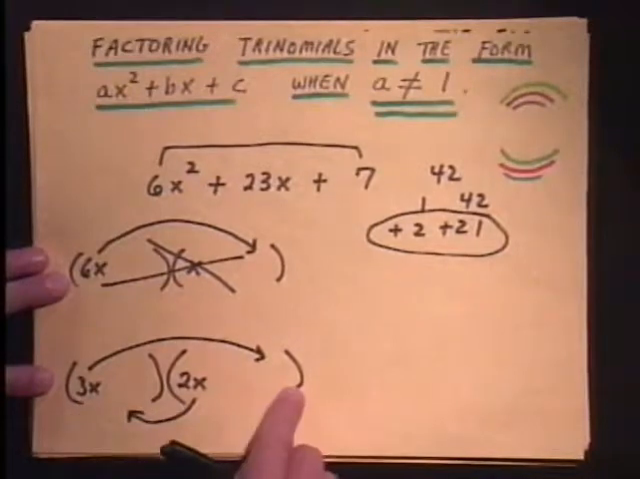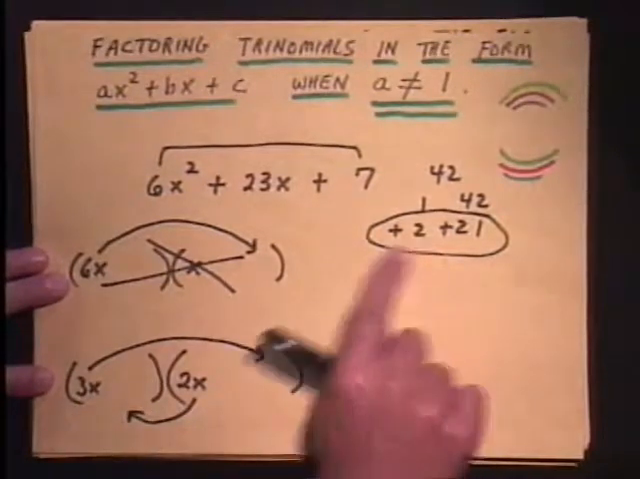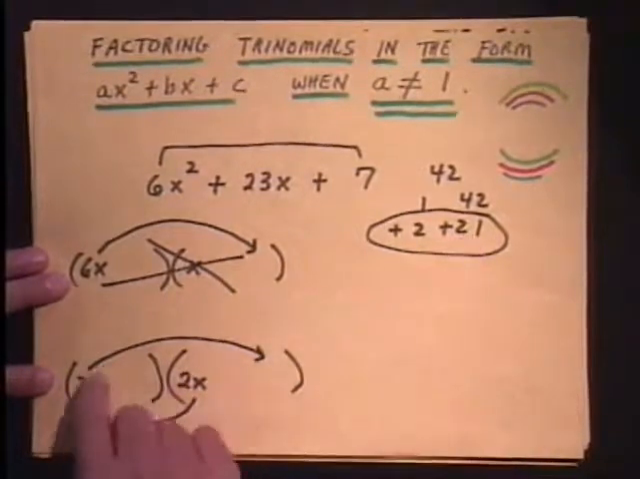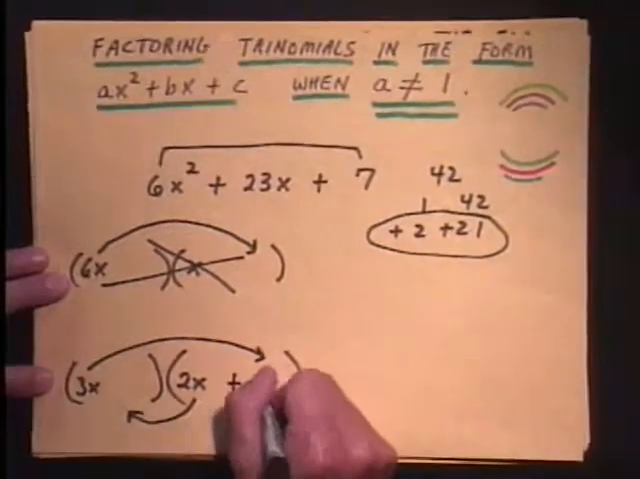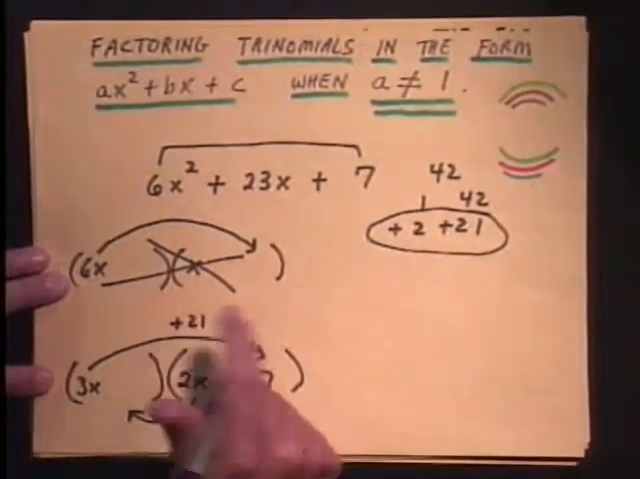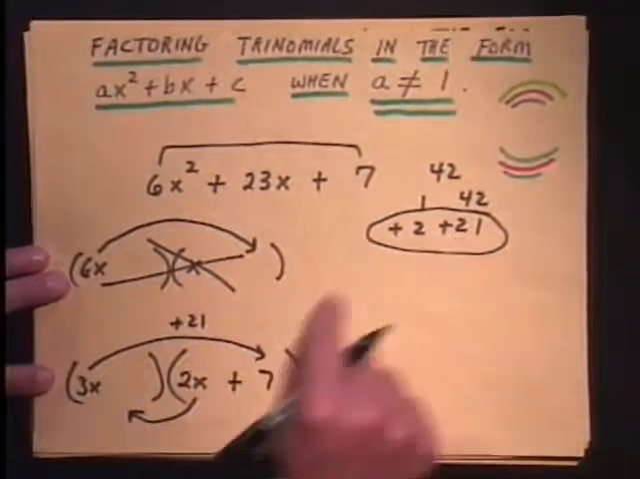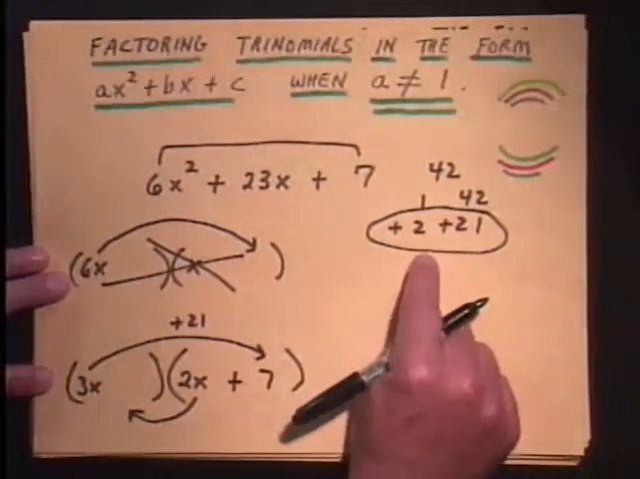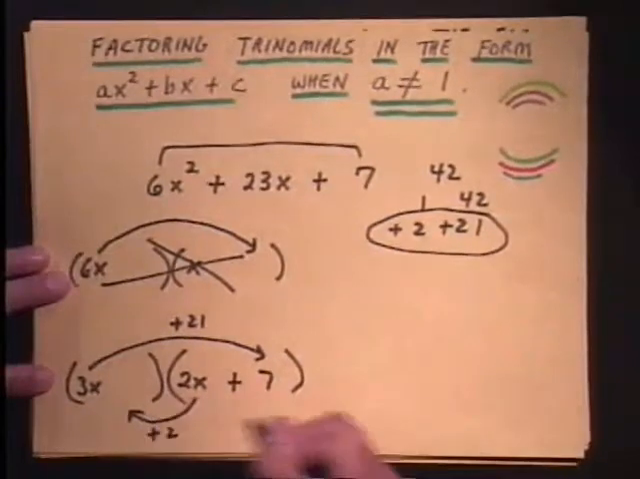3 times what gives me a 2? 3 times what gives me a plus 21? Pay dirt. 3 times a plus 7 gives me the plus 21 I need on the top rainbow. Therefore, if I get the 21 on the top, gee, I wonder what number is going to be on that bottom rainbow here. Yes, it will be the plus 2.